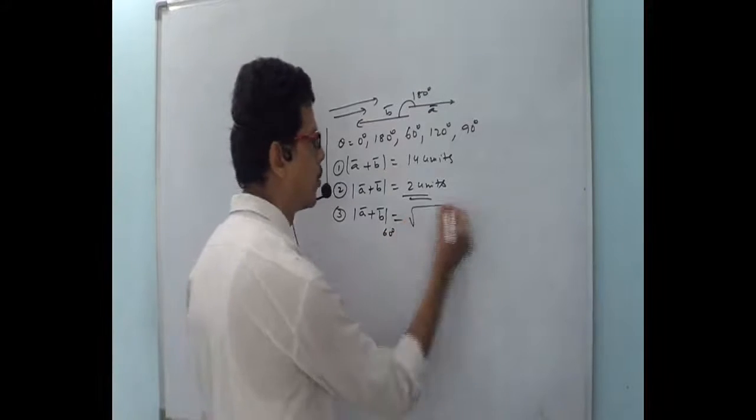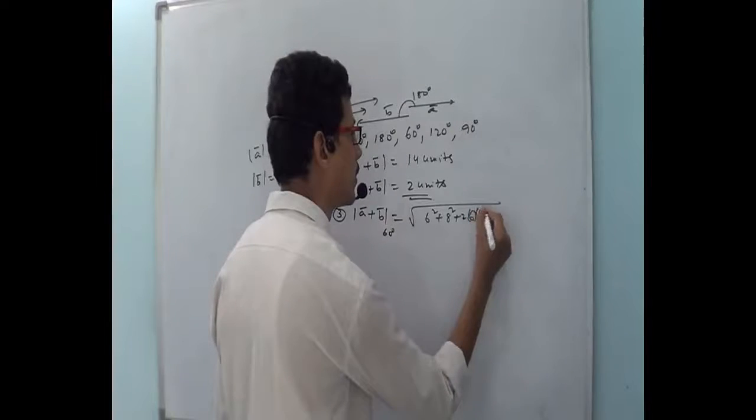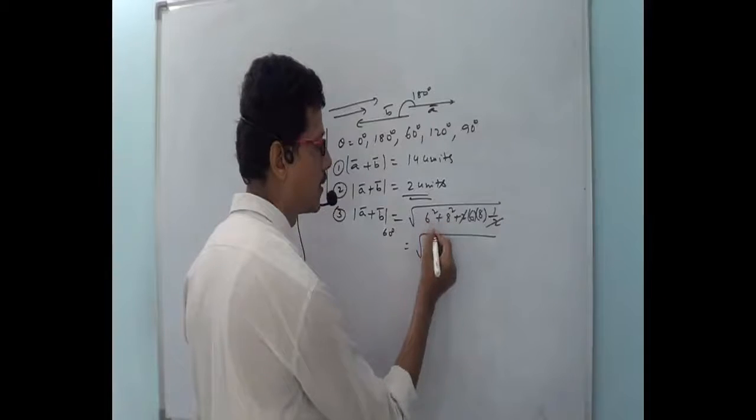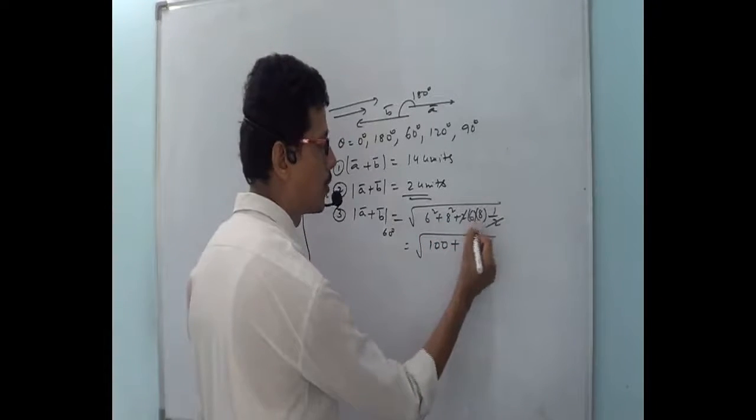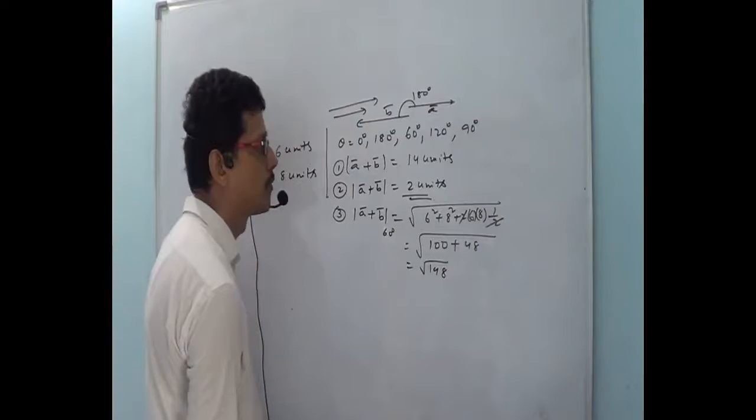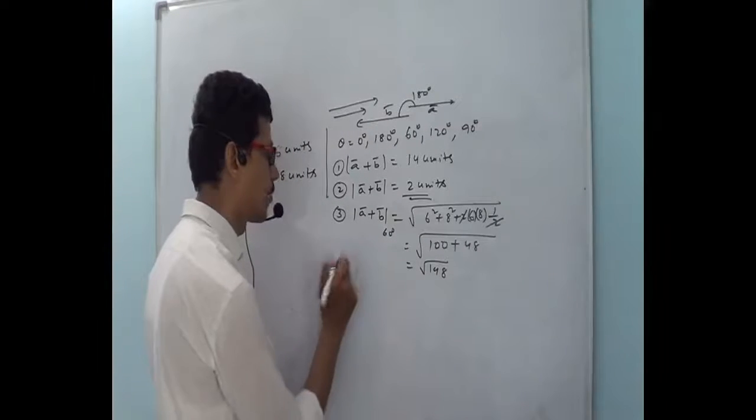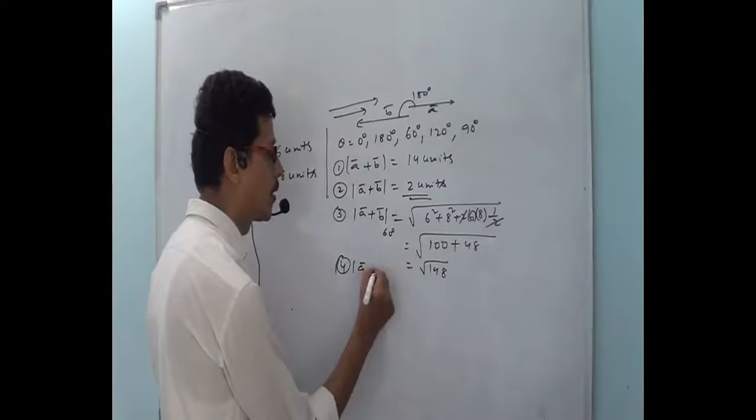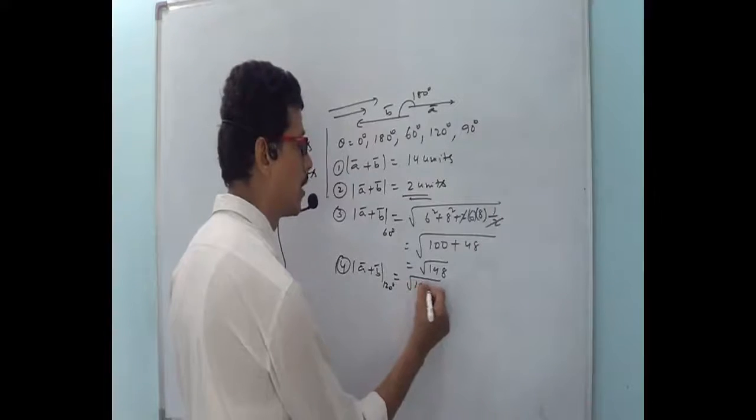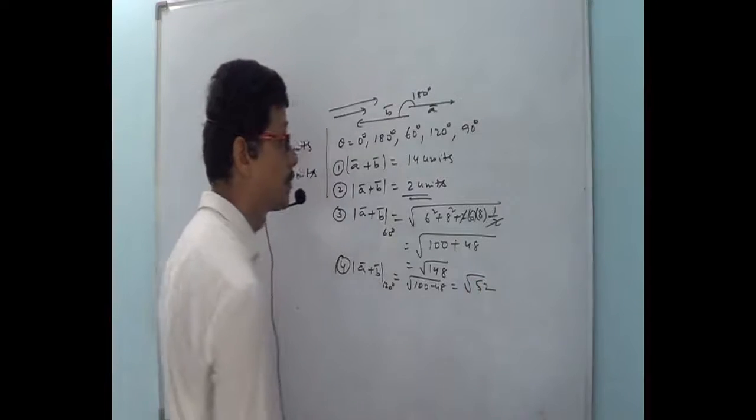Then what is the modulus of A bar plus B bar for 60 degrees? Root of 6 square plus 8 square plus 2 into 6 into 8 cos 60. This is root 36 plus 64 plus 48, and root 148 is the answer. Okay. What about cos 120? Cos 120 is minus half. So the modulus of A bar plus B bar at 120 degrees is root of 100 minus 48. 100 minus 48 is how much? 52. Root 52 is the answer.